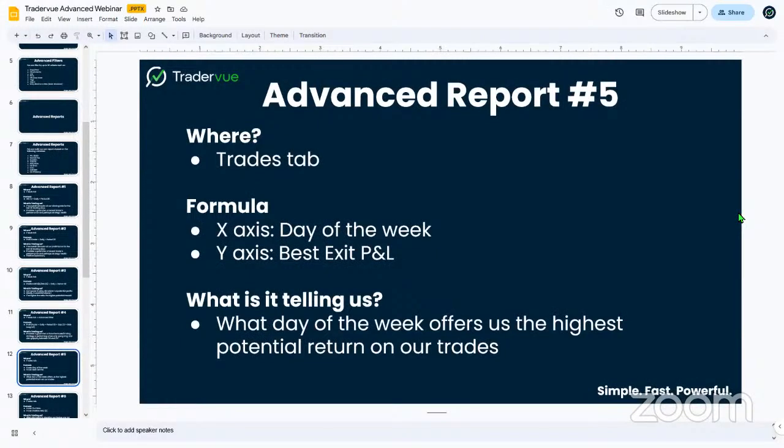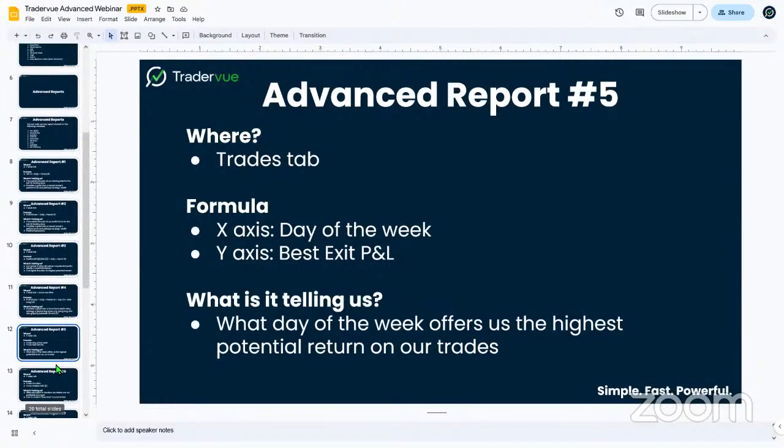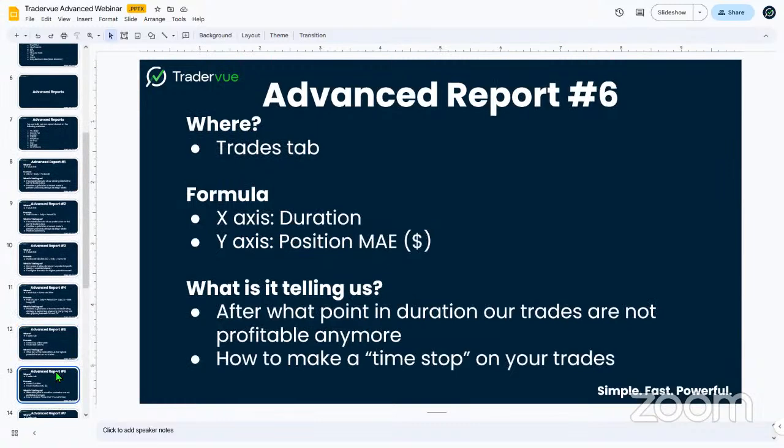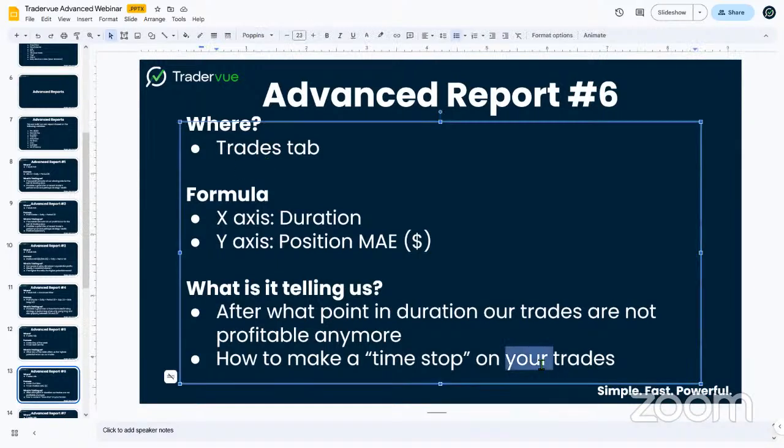So that's advanced report number 5, a little bit more advanced, a little bit more complex, but very insightful. Then we have in the same tab, trades tab, duration combined with position MAE, which is telling you after what point in duration our trades are not profitable anymore. And this is super interesting because it allows you to, in a very systematic way, identify what a time stop could be in your strategy. So how to make a time stop in your trades.